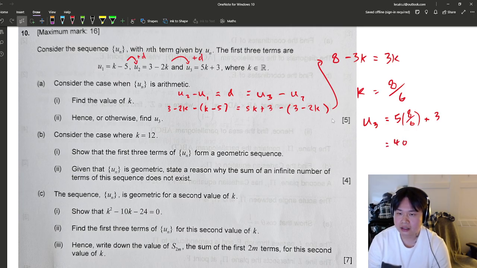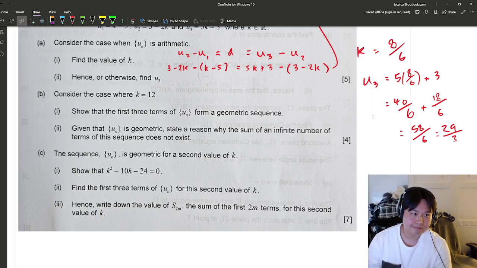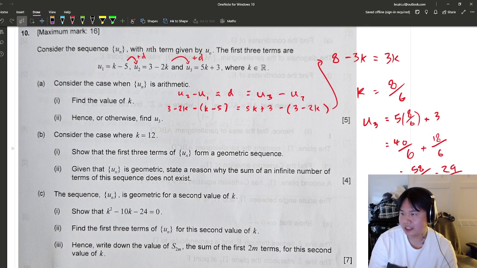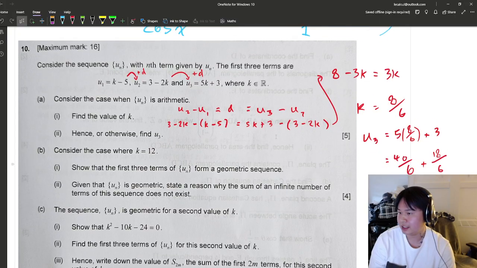40 over 6. Oh, I guess I could have reduced this. Whatever, I'll just do that later. Okay, 3 is 18 over 6. 58 over 6. 29 over 3. There you go. 5 marks. It's probably 2 marks for finding U3, 3 marks for finding k.